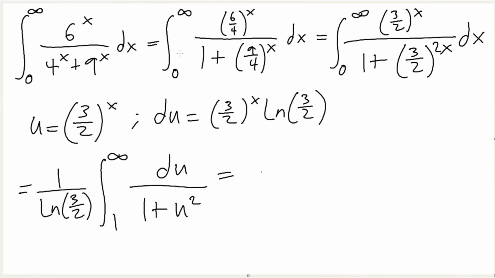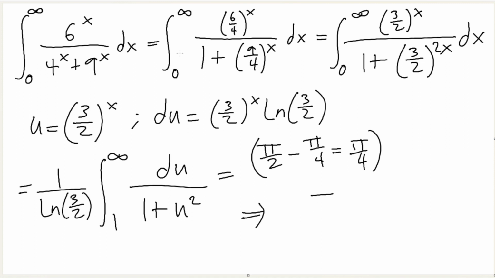So now this is just inverse tangent. We get, what? Plug in infinity of inverse tangent, that's pi over 2, minus inverse tangent of 1, that's pi over 4, which equals pi over 4. So the answer is pi over 4 times 1 over ln of 3/2.